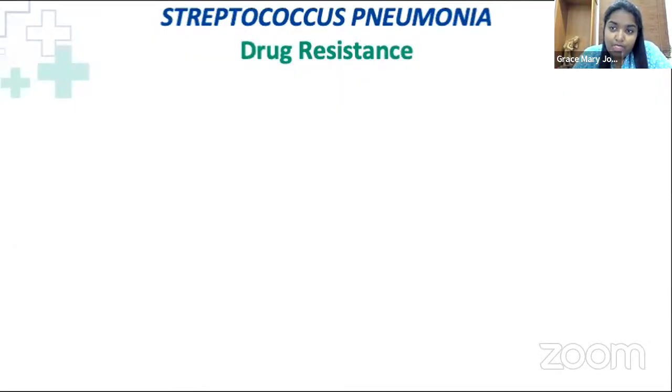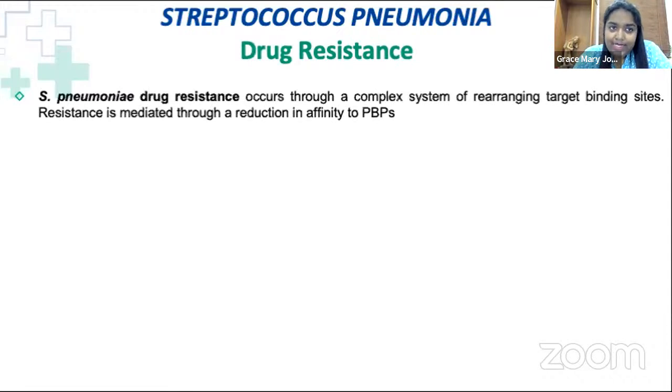Now, what we need to know about this one is that the mechanism for this drug resistance is because of the rearrangement in the target binding site. It is not beta-lactamases like your gram-negative organisms, or maybe in the Staphylococcus also we saw that some of them produce beta-lactamases. But pneumococcus, it's usually the alteration in the target binding site, the alteration in the penicillin binding proteins, thereby reducing the affinity of the drug for binding your organism.